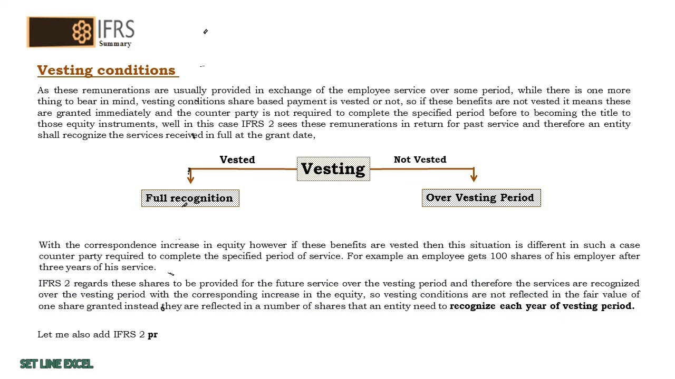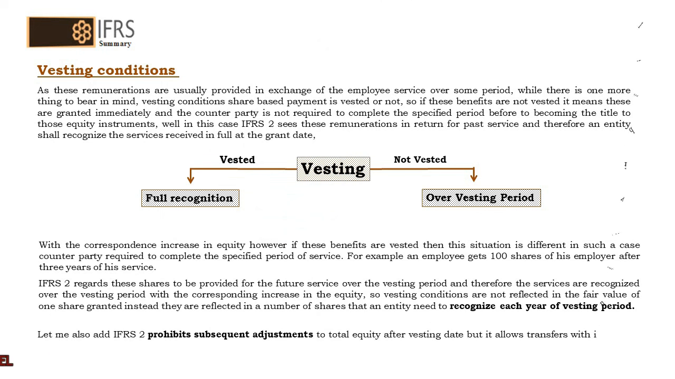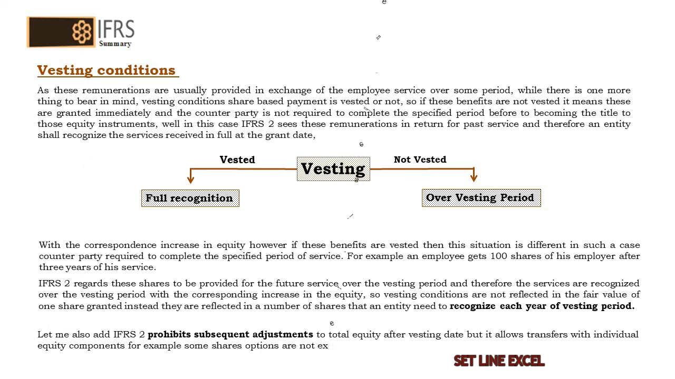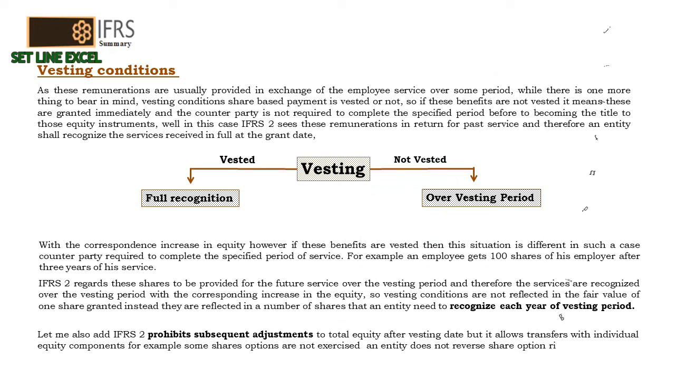Let me also add, IFRS 2 prohibits subsequent adjustments to total equity after the vesting date, but it allows transfers within individual equity components. For example, some share options are not exercised. An entity does not reverse the share option right, but adjusts the situation as a transfer within equity.